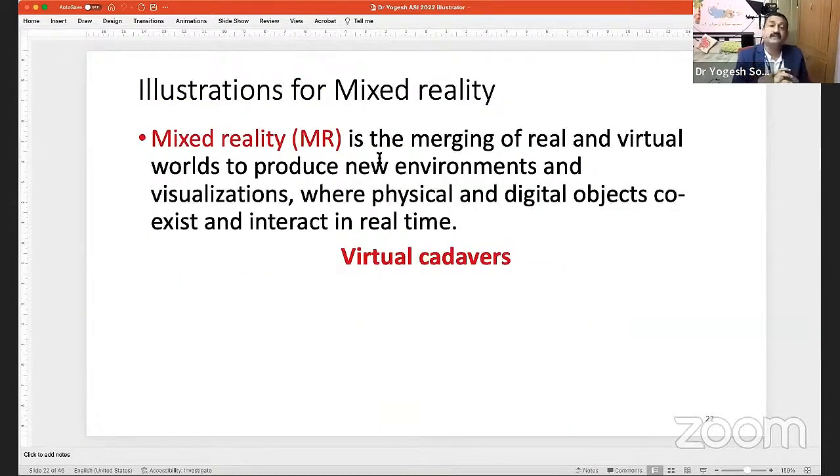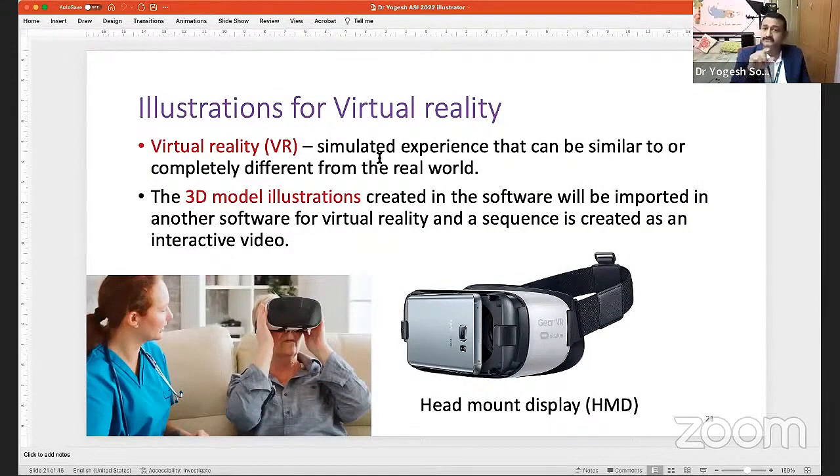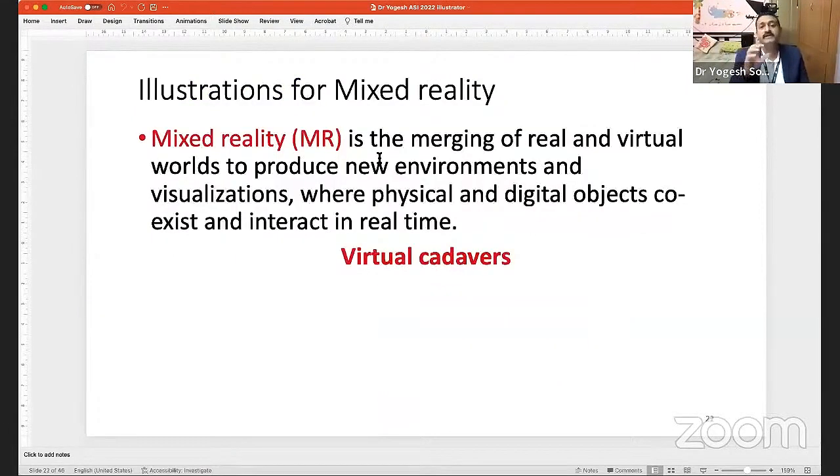So there is another reality, also called mixed reality. In the previous slide, we saw virtual reality. Here the person is dissociated from the existing world and sees something different, which is non-existing, using this gear. But in mixed reality, I am sitting here, you are sitting there, and in between us there will be a model. This has created virtual cadavers. If two students are standing, one on the right and one on the left, one cadaver can appear in between them, and that is called mixed reality.